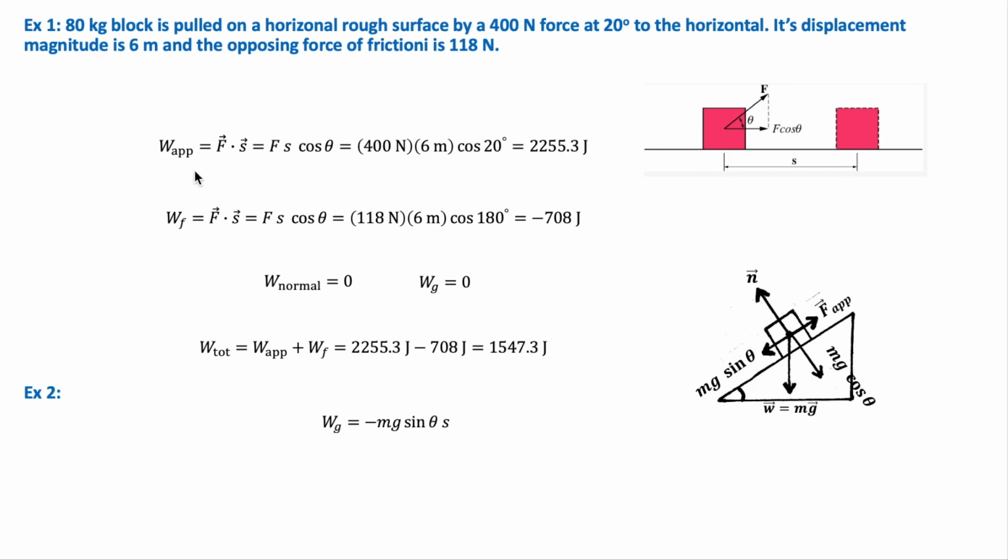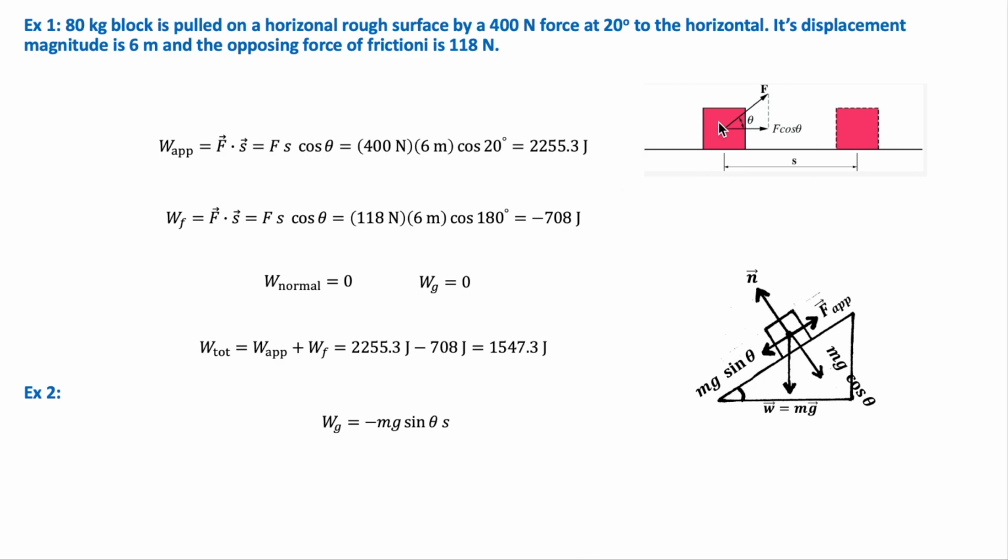So the work done by the applied force is equal to F dot S, which is Fs cosine theta, and it gives 2255.3 joules. And the work done by friction is equal to the frictional force times the displacement times cosine of the angle between them. The frictional force is opposite to the displacement, and so the work is negative, okay? Which means that energy is taken away from the object due to friction.